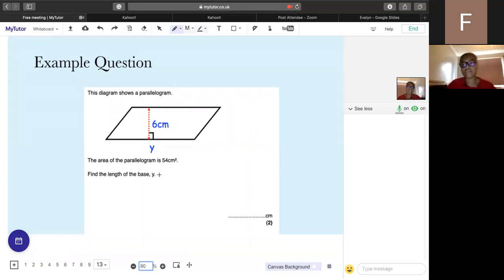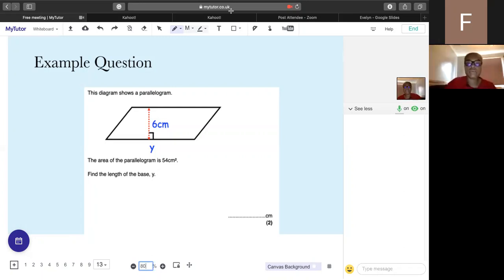Yeah, they ask it quite a lot with rectangles and squares and triangles. Parallelograms are very similar as well. So the area of the parallelogram is 54 centimeters squared. Find the length of the base y.